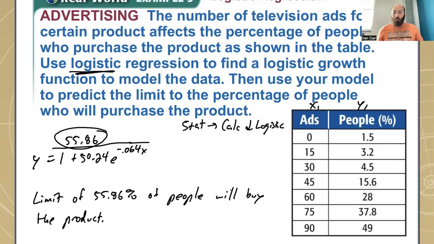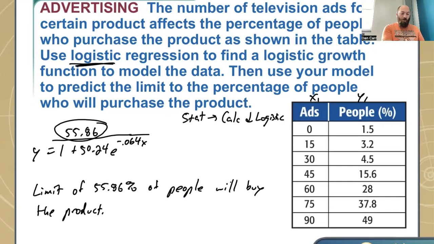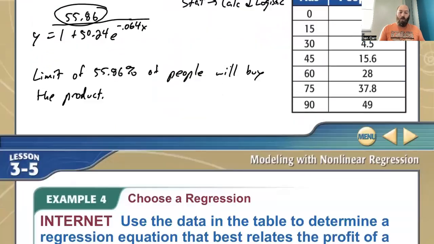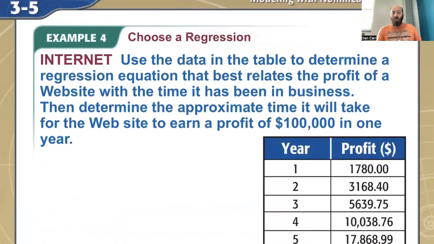Okay. So even if we can keep going with a lot more ads, the more ads we get, eventually it's just going to level off. It won't go on forever and get 100% of the people. So that's our logistic model there. The other main thing we want to be able to do with this is choosing regressions. So in this unit, we've talked about exponential, logarithmic, and now logistic regression.